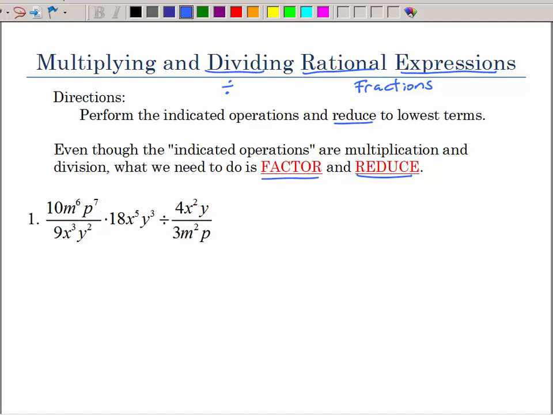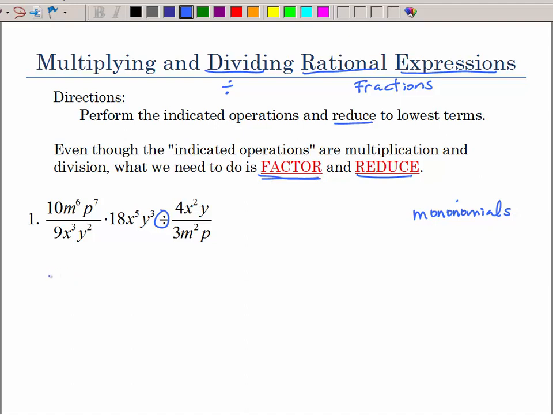Let's look at this first problem. I want you to notice in this first problem we are multiplying and dividing a lot of monomials. Monomial means you have one term. You should not see any addition and subtraction signs, which makes it a lot easier, so that factoring we really don't need to worry about. So would I just start multiplying? Well, no, I need to take care of that division.